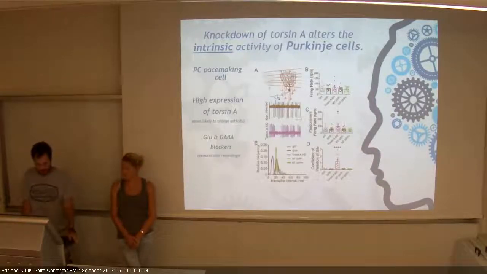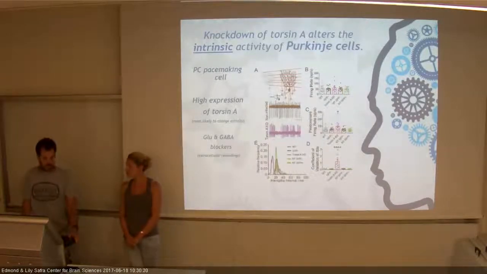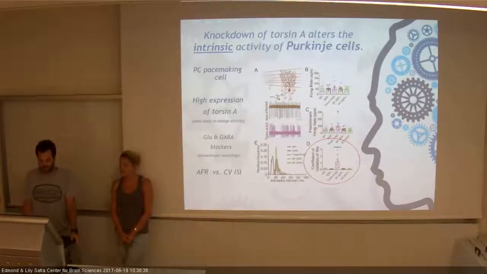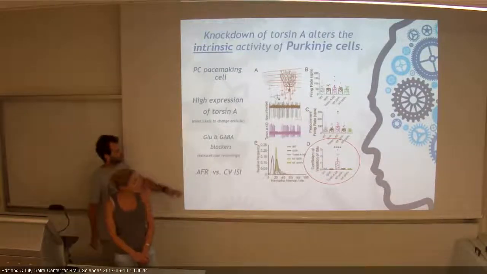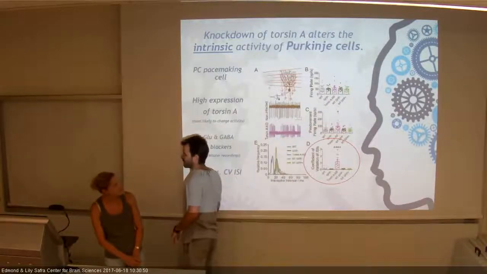So what they did, they blocked all glutamatergic and GABAergic activity, so to speak. They knew that by extracellular recording they would not record the synaptic activity, but they would measure the intrinsic activity. And again, they want to see the difference in the firing rate and the coefficient of variation of the interspike interval. And we can see in B, I hope that you can see in B, that there's no difference between the control and the torsin A knockdown mice.